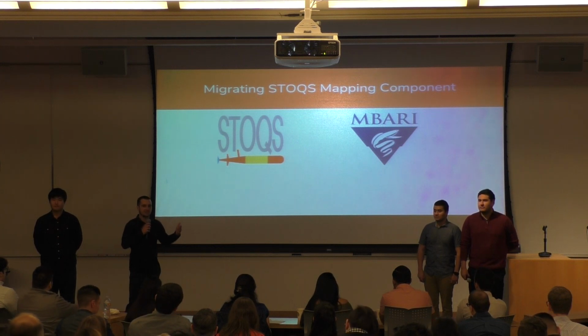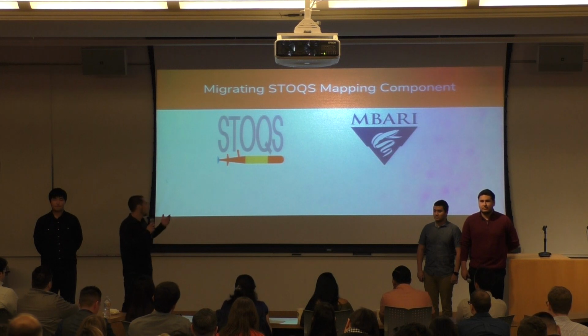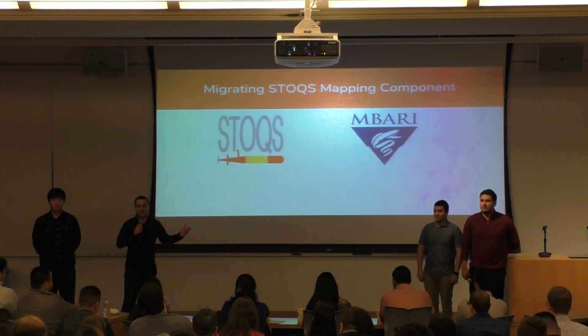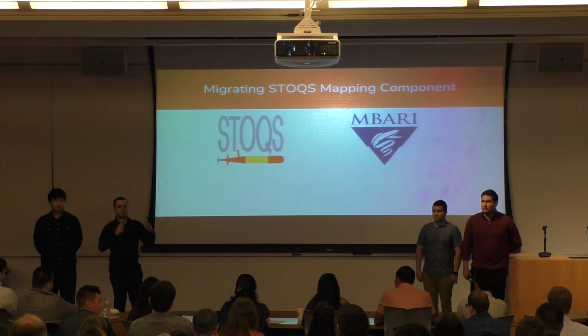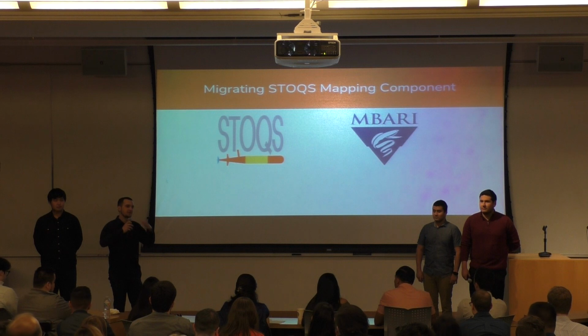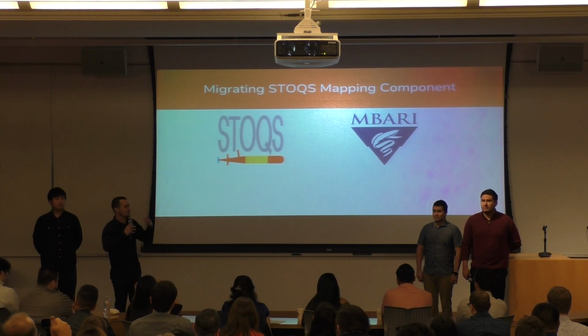One of the platforms that they use to do this is STOQS. So STOQS stands for Spatial Temporal Oceanographic Query System. It's a web app and database that stores all of the data that they pull from the ocean and helps the oceanographers there visualize it.